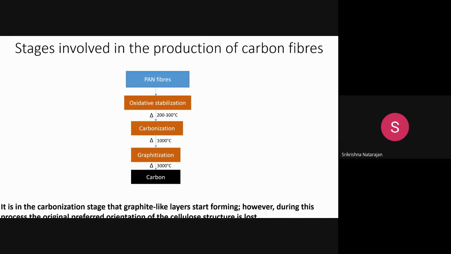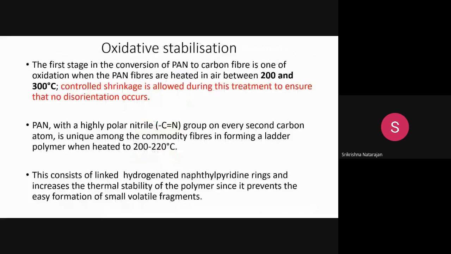The carbon fiber is completely a type of graphite structure, which is an allotrope of carbon. I hope you know what allotropes are, different forms of carbon like diamond and graphite. So the graphite-like structure forms during carbonization, but you will not get the preferred orientation. That orientation you will get only when you do the graphitization, and we are going to see how the orientation occurs in this process. Let us start with the first step, which is the oxidative stabilization.